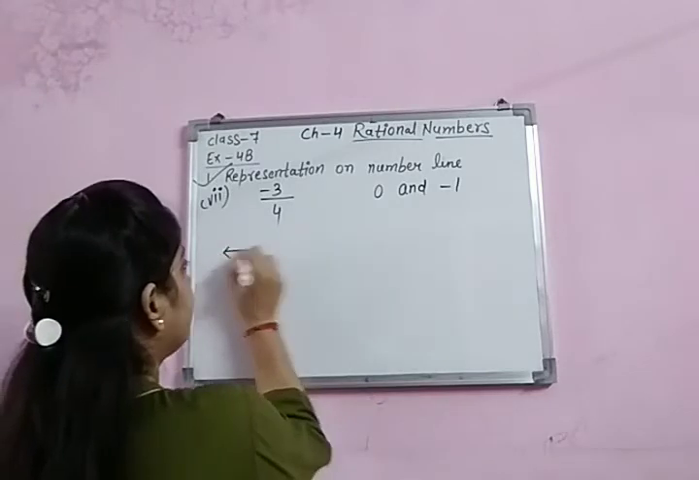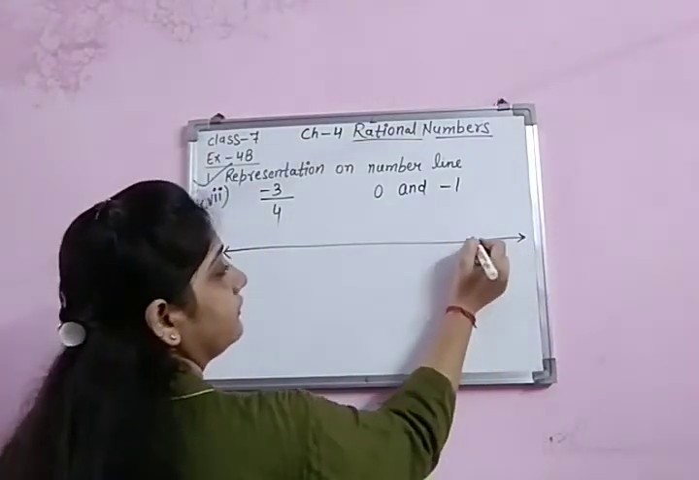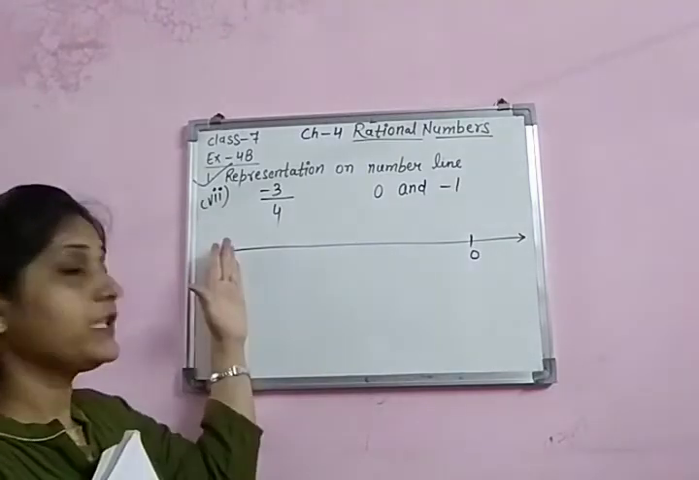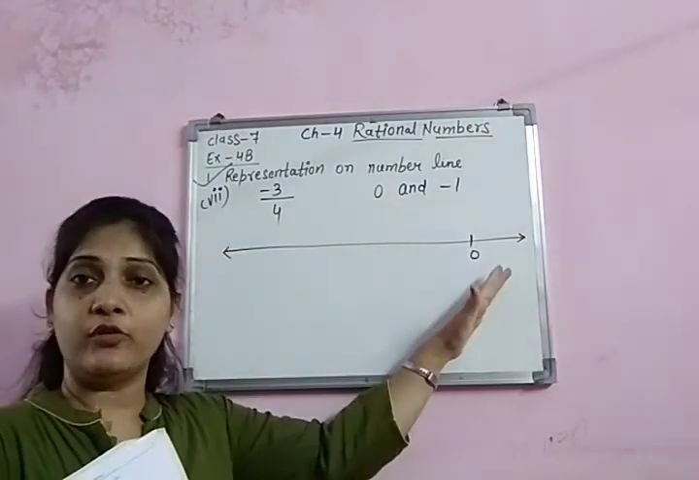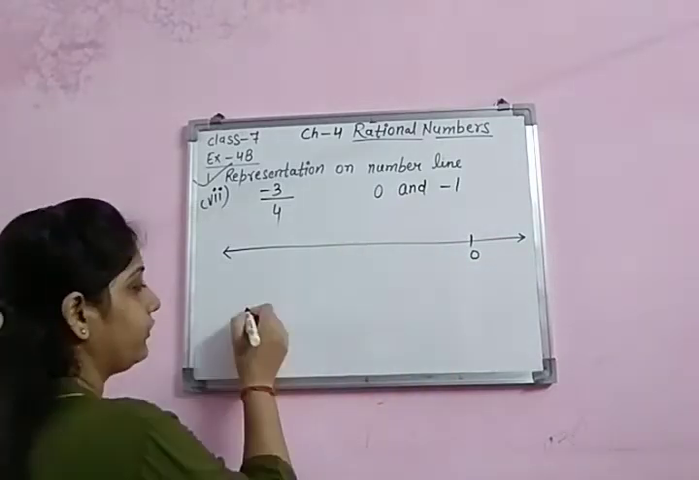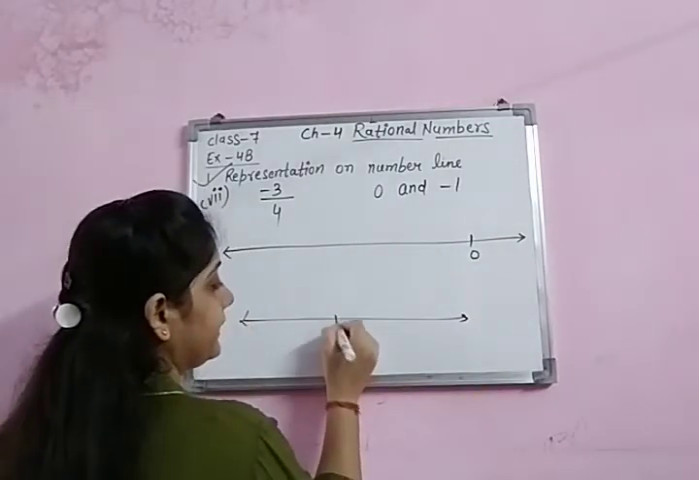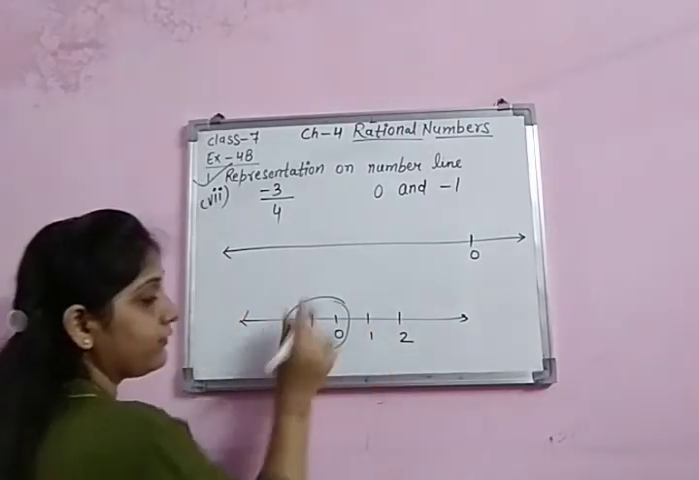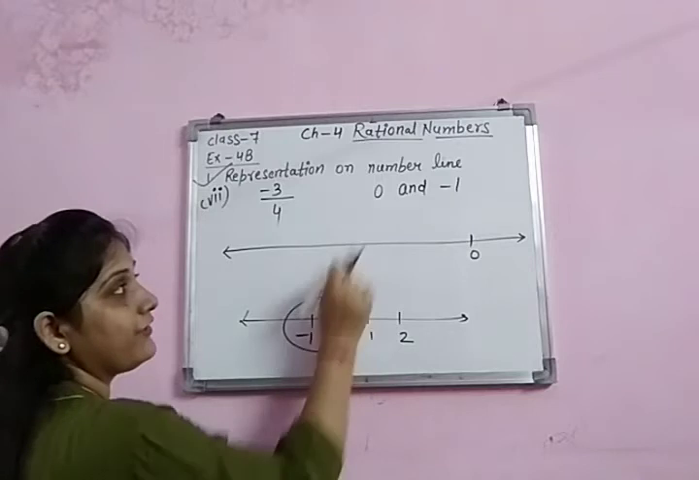So you understand? We have to move on. We have to take 0 this side. In the previous question, we took 0 on this side and moved to the right side. Now from 0 we have to move to the left hand side. If you remember the integer number line, minus 1 means this, so the number will exist between 0 and minus 1.